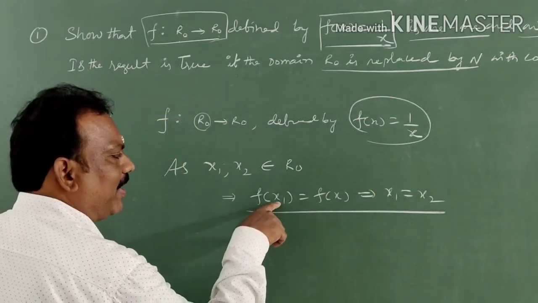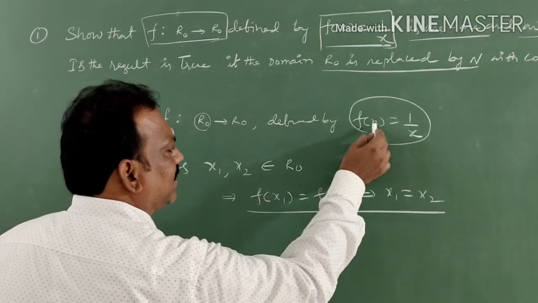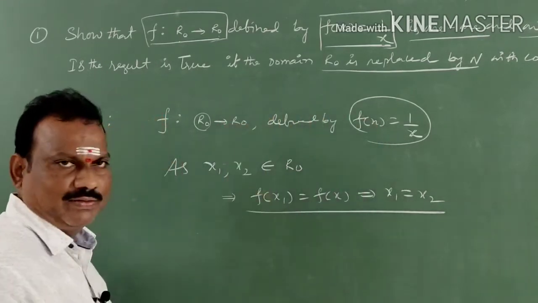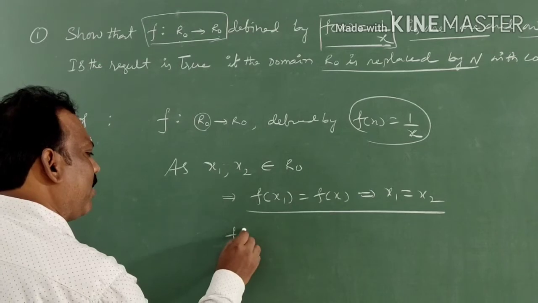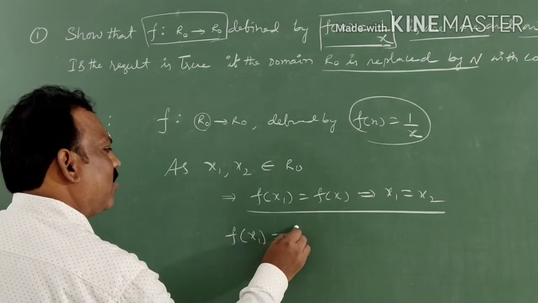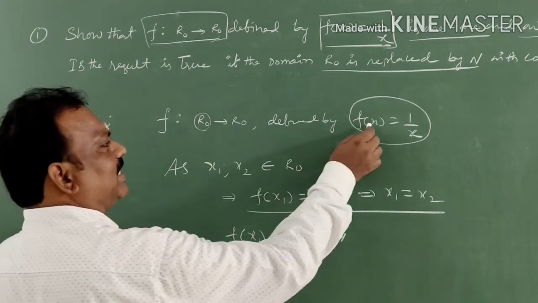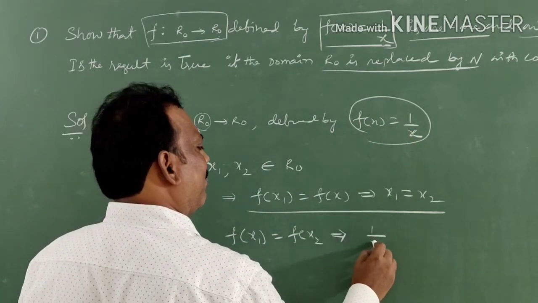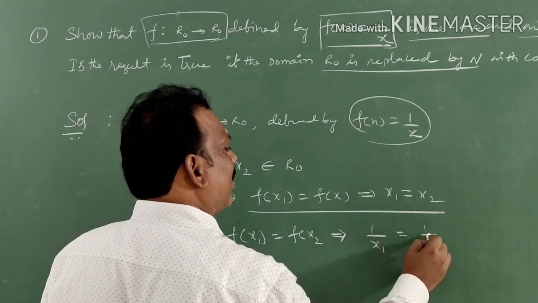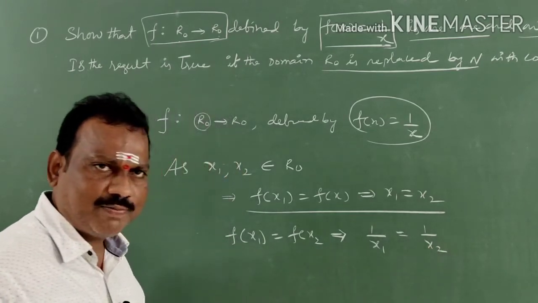How will you get f of x1? Simple. Where there is x, you give the input x1. Let me substitute f of x1 is equal to f of x2. That means where there is x, there is x1. You get 1 by x1 is equal to 1 by x2. Did you understand this step?